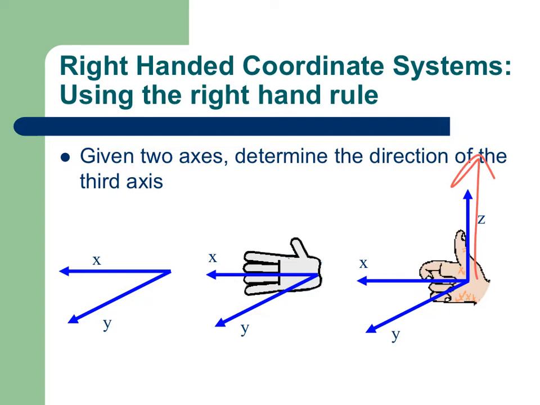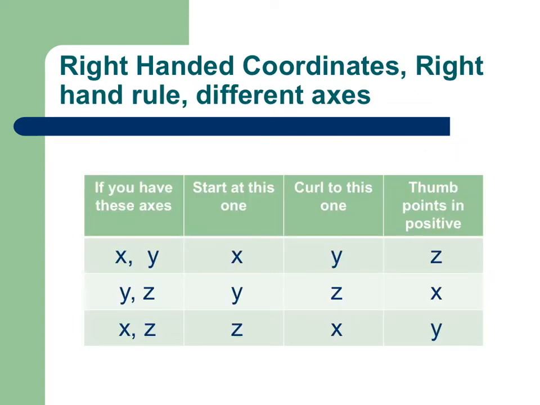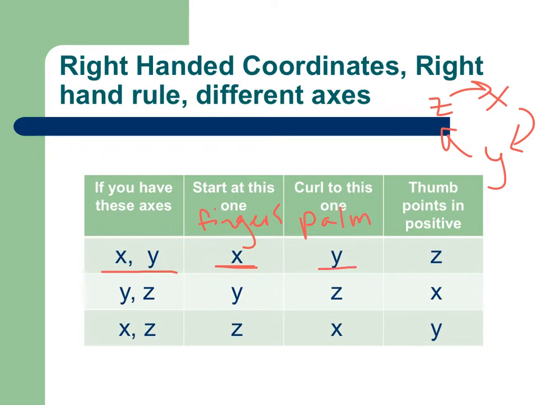Now that's great if you know X and Y, but what if you know other axes? Well, here's the chart. It goes from X to Y to Z in a sort of circle. So if you already know the directions of the X and Y axis, then you start by making sure the fingers of your right hand are pointing towards X, and make sure it's your right hand. If you're left-handed, you have to sit on your left hand while you do this. And then you face your palm towards the positive Y, right? And then you can curl your fingers from X to Y, and your thumb is going to point at Z.